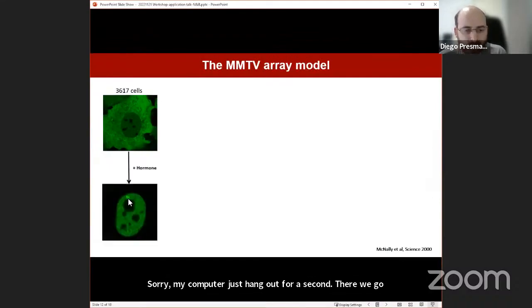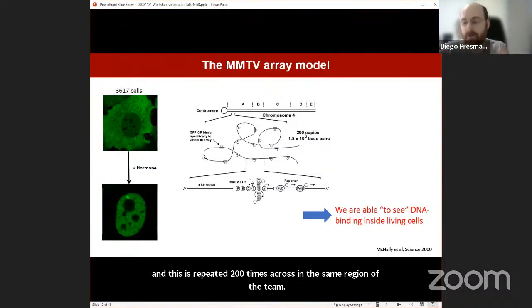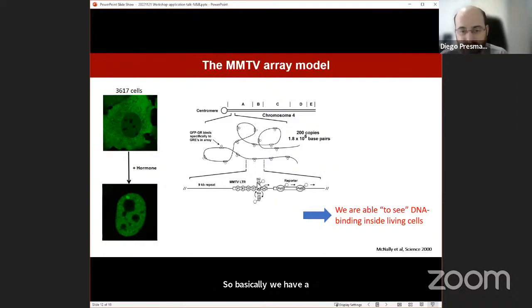So we got this big blob, and what we have there is a gene cassette. It's a 9 kb sequence with binding sites for the glucocorticoid receptor, repeated 200 times in the same region of the genome. Basically, we have a big array, an attractor of highly specific binding sites for the receptor, so we get a high concentration of molecules. We are able to see where GR is bound in live cells.